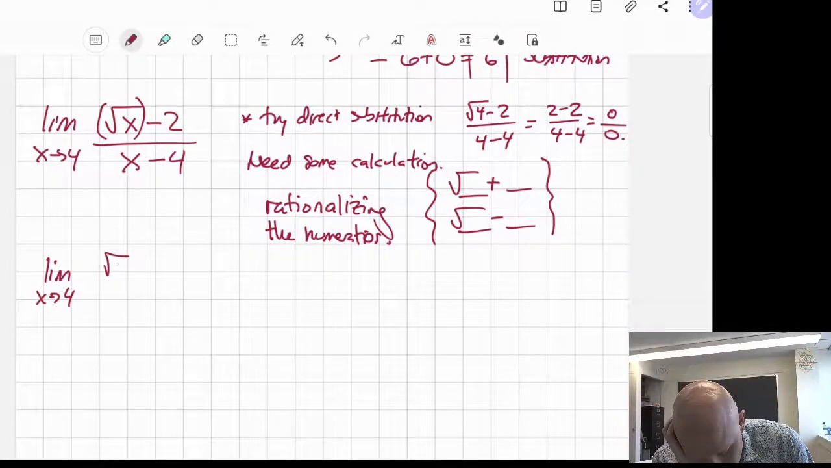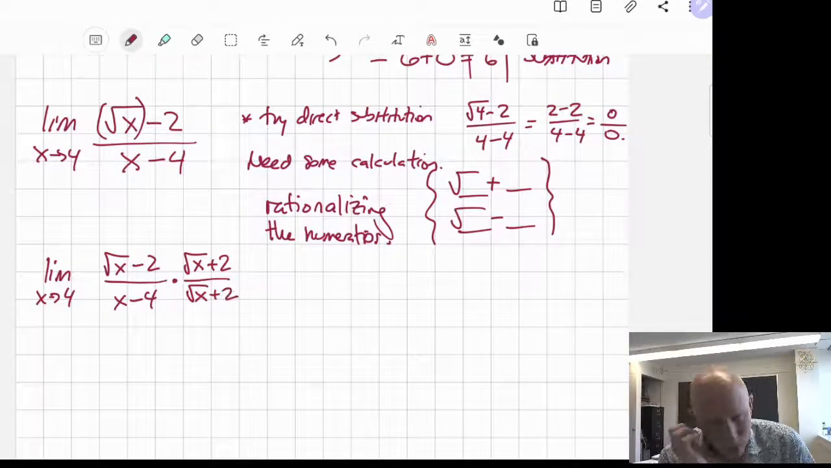So what we'll do is we'll take our expression, square root of x minus 2 over x minus 4, and we're going to multiply the numerator and the denominator by square root of x plus 2. All right, so how do we know that we had to multiply and divide by that thing? When you have a square root of something minus something, you always multiply by square root of something plus something, and vice versa.